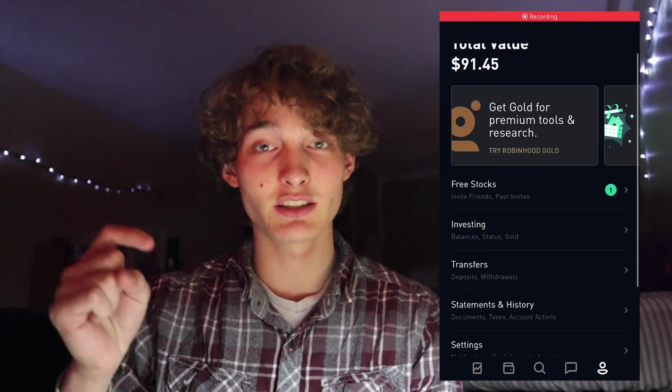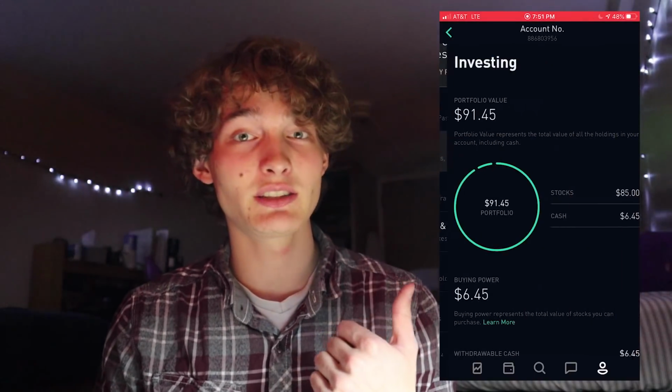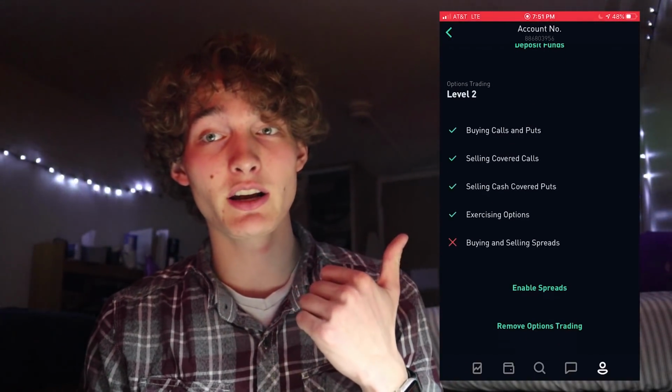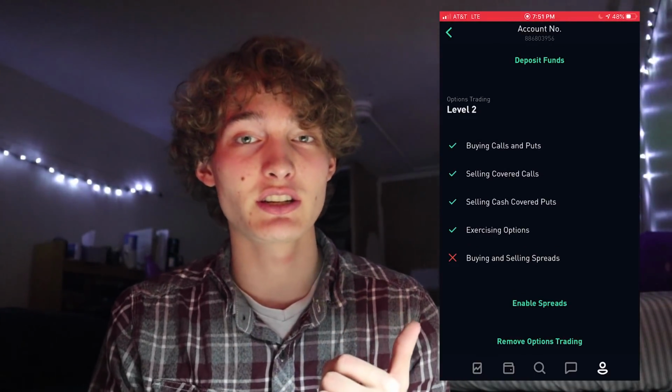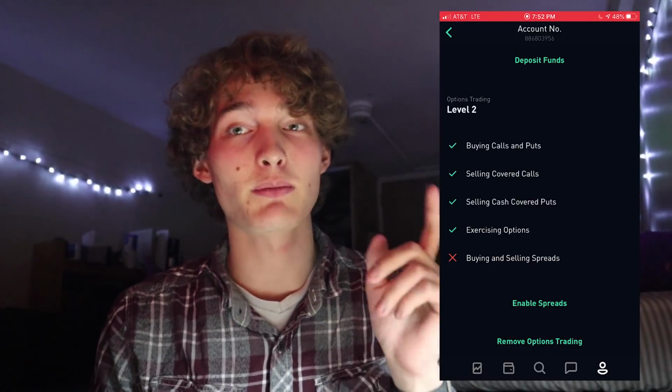So before we get into the terms that are more niche to options, you're going to want to make sure that options are actually activated on your Robinhood account. In order to do that, you're going to have to go to your profile, scroll down to where it says investing, and then scroll down a little bit more. Where it says enable spreads on my screen here, it should say something like enable options. Just click on that, answer the questions, and when you're done, you'll see the check marks like they have there on my screen.